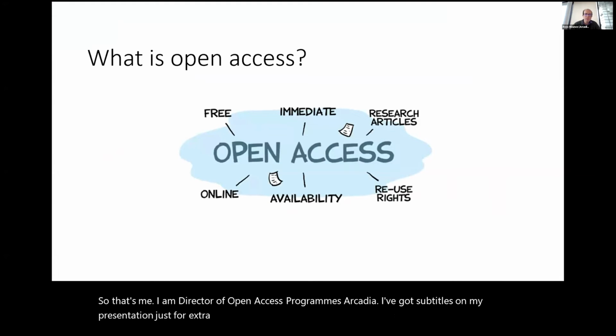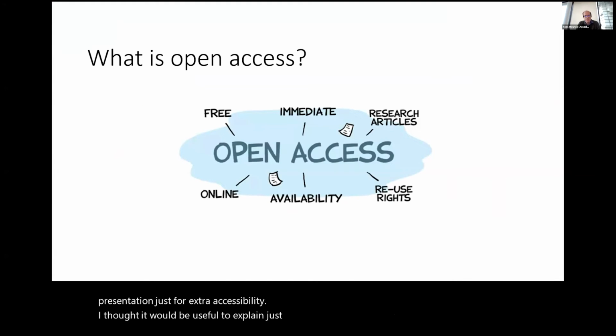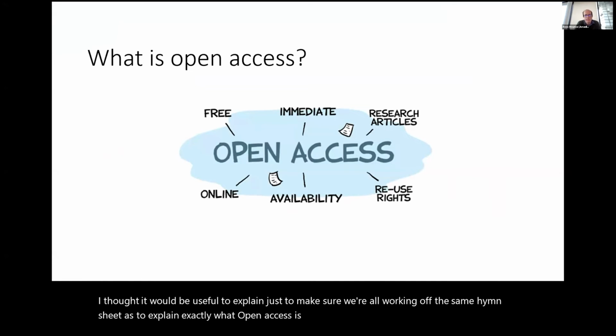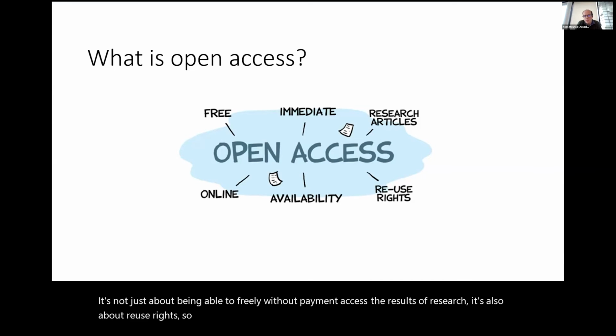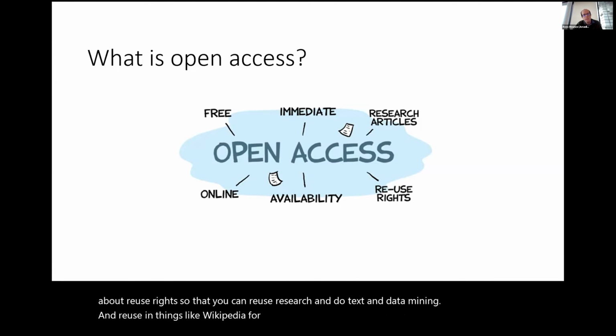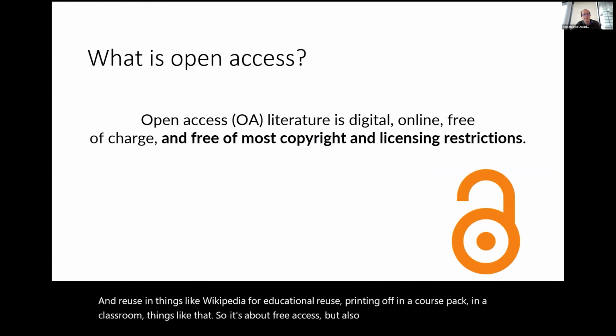I thought what would be useful to explain, just to make sure we're all working off the same hymn sheet, is exactly what open access is, because people don't always get it exactly correct. It's not just about being able to freely, without payment, access the results of research. It's also about reuse rights, so that you can reuse research and do text and data mining, and reuse in things like Wikipedia for educational reuse, printing off in a course pack in a classroom, things like that. So it's about free access, but also about reuse rights.